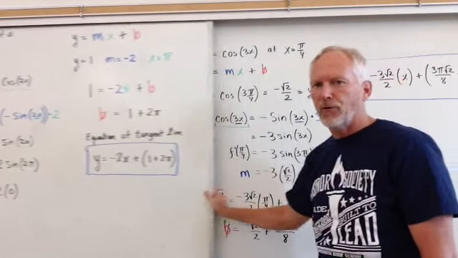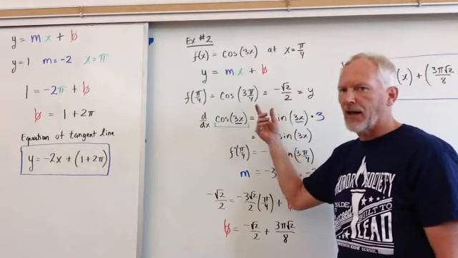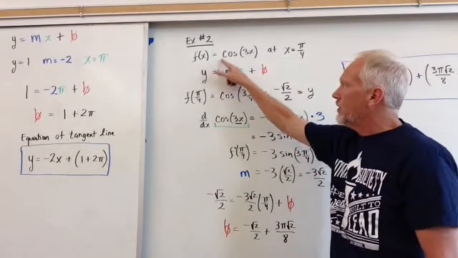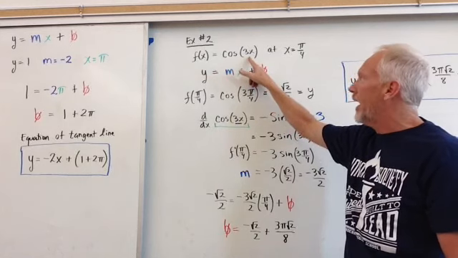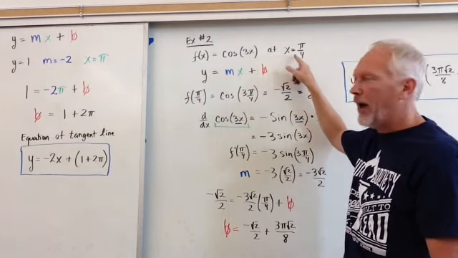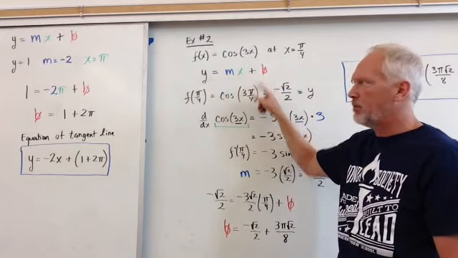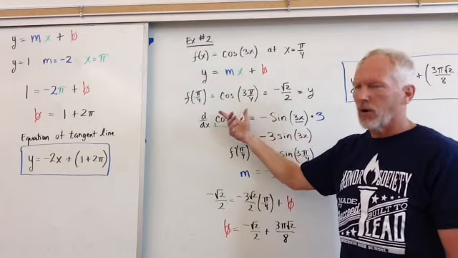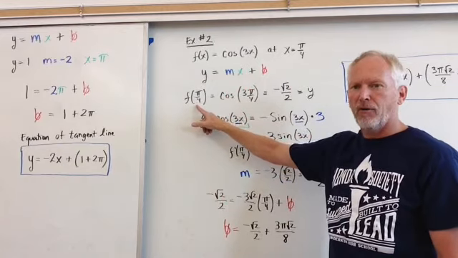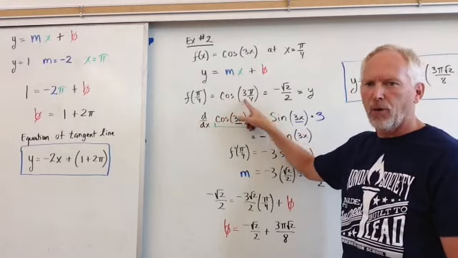All right, ready for the next example. This one, they didn't help us out too much. All they did was they gave us an x value. So f of x is equal to the cosine of 3x. And they just said, well, find it out at x equals pi over 4. Again, here's our format, y equals mx plus b. So we first want to find the y value. So f of pi over 4 is the cosine of 3 pi over 4.